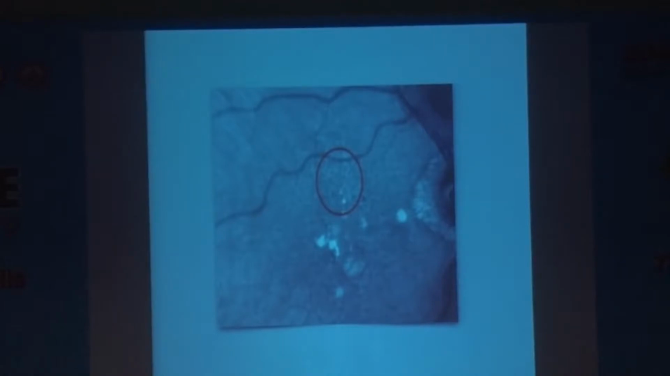Reticular pseudodrusen are very important to pick up because they have a high risk of development to advanced AMD. Reticular pseudodrusen are seen as hyporeflective areas with an annular hyperreflectivity, the so-called target sign.